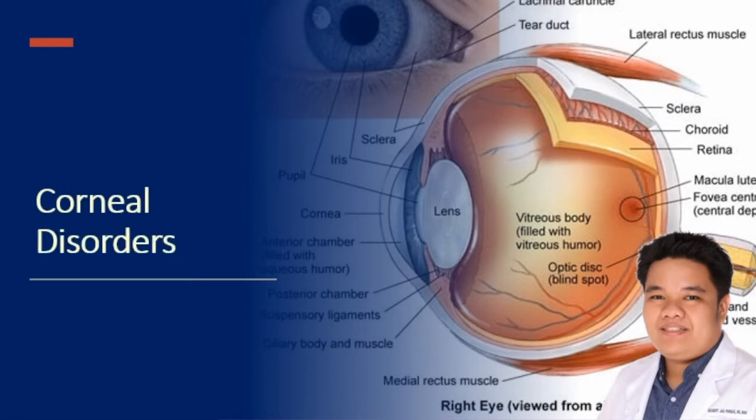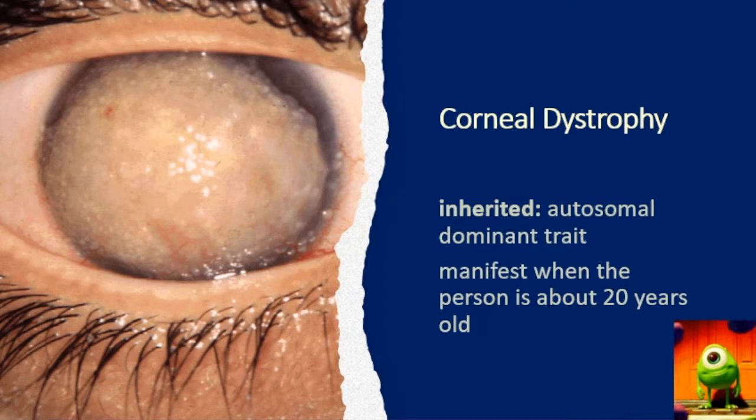Hi again. In this discussion, we'll be talking about corneal disorders. The first corneal disorder that we'll discuss is corneal dystrophy. These are a group of disorders that are considered to be autosomal dominant. It's a dominant trait when it comes to our genetics. It manifests when the person is about 20 years old. This is characterized by the build-up of abnormal material in the cornea.